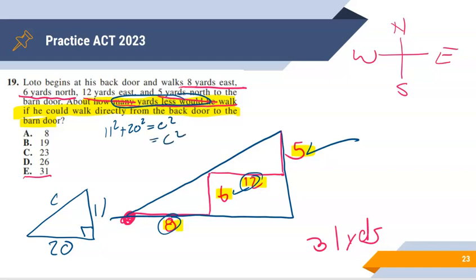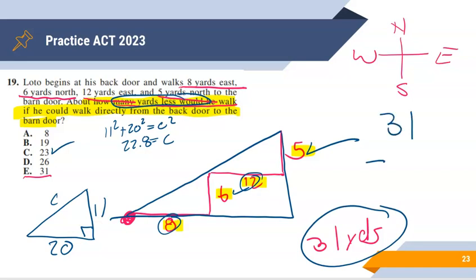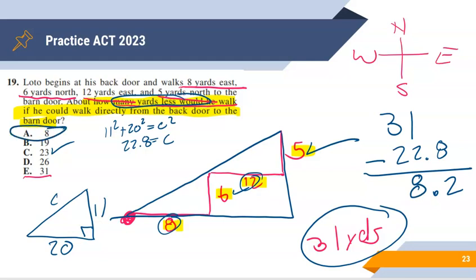So c squared turns out, well actually c, right, type them in, take the square root. C turns out to be 22.8, which I do see a 23 there. Again, be careful. So he would have been walking 31 yards. If he did the short way, it would have been 22.8 yards, which would be a difference of 8.2. Which one's closest to that? Letter A. Reading is so important on this question. It really is. People miss it because they did not read.